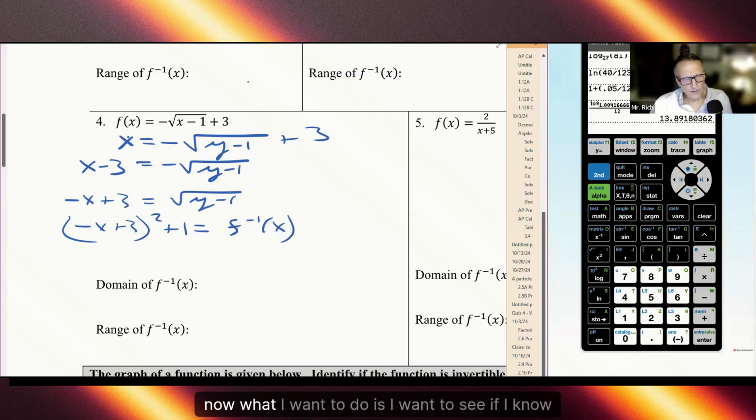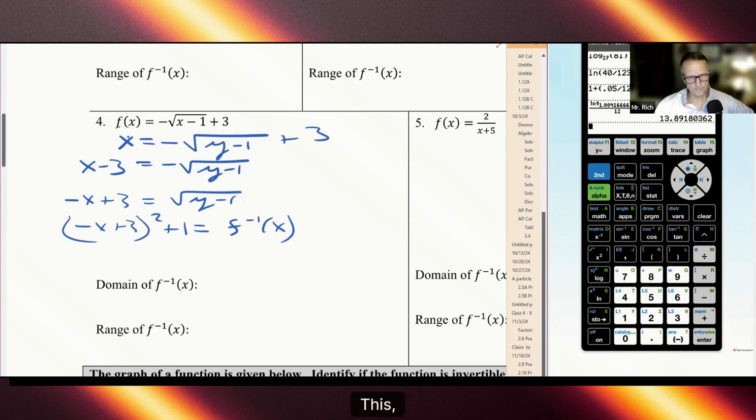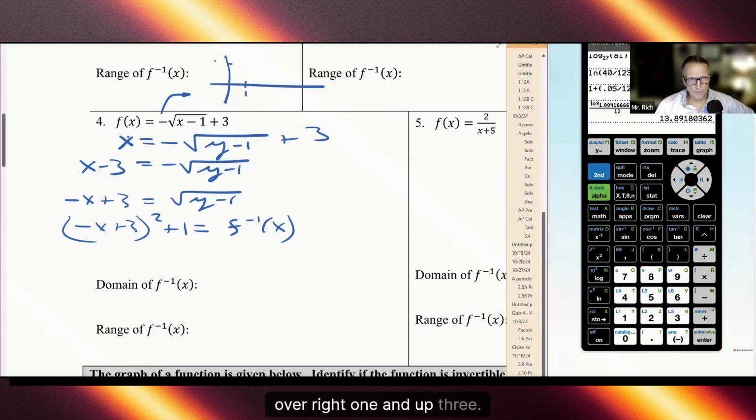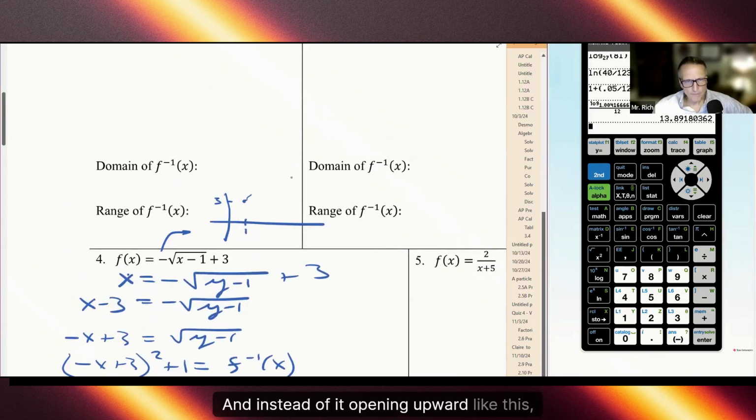Now I want to see if I know the domain and range of the original function, because if I know them, I'm going to flip them and they'll become the range and domain of the inverse function. This square root function has been shifted to the right 1 and up 3, and it's been flipped, so it's going to open downward. So I really do know what this function looks like. It starts at right 1 and up 3, and instead of opening upward, it opens downward.